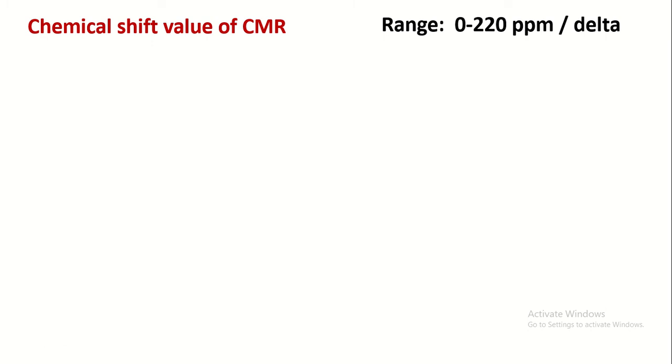The chemical shift range of carbon-13 in CMR spectroscopy is between 0 to 220 ppm or delta. But in H1 NMR spectroscopy, the range is 0 to 15 because hydrogen has a valency of 1, but carbon-13 has a valency of 4. Therefore, it gives a variable effect and the range is also longer. Friends, the carbon-13 are classified into three types according to their hybridization.